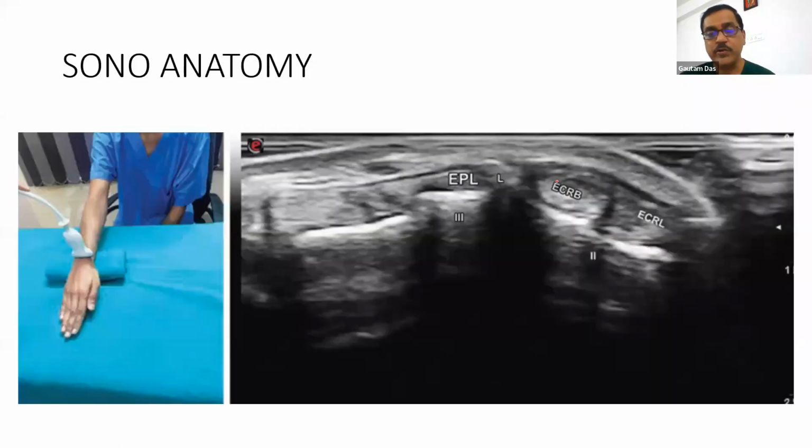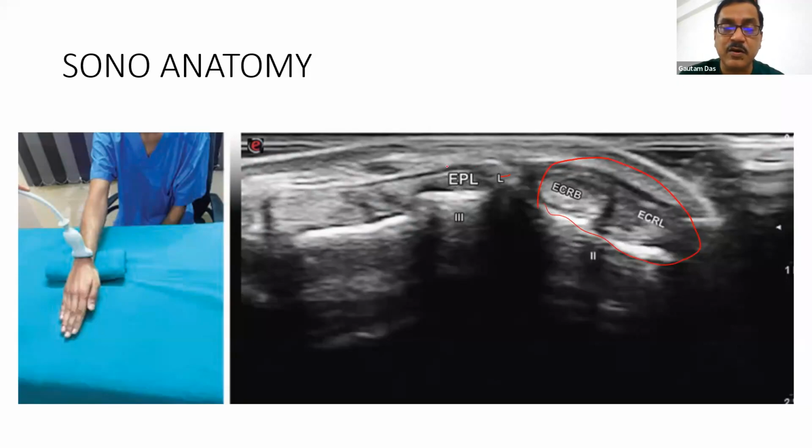Now the sonoanatomy. So mostly we start with the dorsal compartment. And as we told earlier, we always palpate the Lister's tubercle. So this is the Lister's tubercle. And after that, we try to find the second compartment and third compartment. On the radial side, we are having the second compartment, with two tendons, extensor carpi radialis longus and extensor carpi radialis brevis.